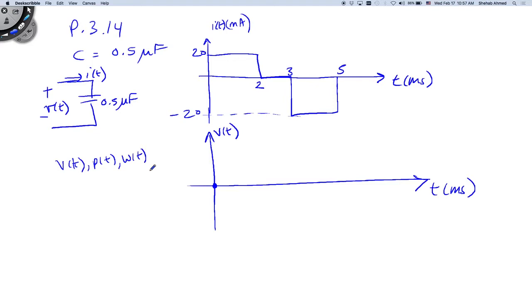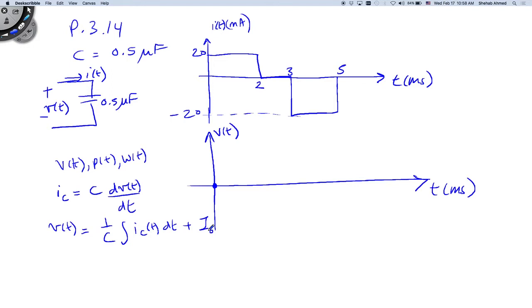So let's start with first things first. We have some relationships that govern capacitor current and voltage, right? i_C is equal to C dv_C of t by dt. v of t, if we want to find the voltage, is equal to 1 over C, the integral of i_C of t dt, plus the initial conditions.